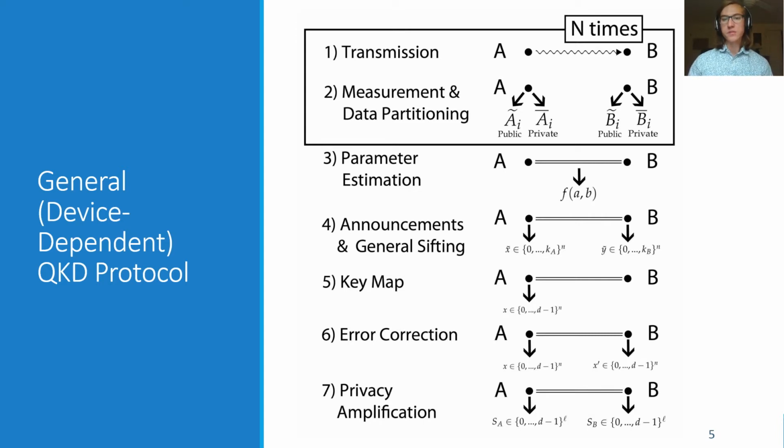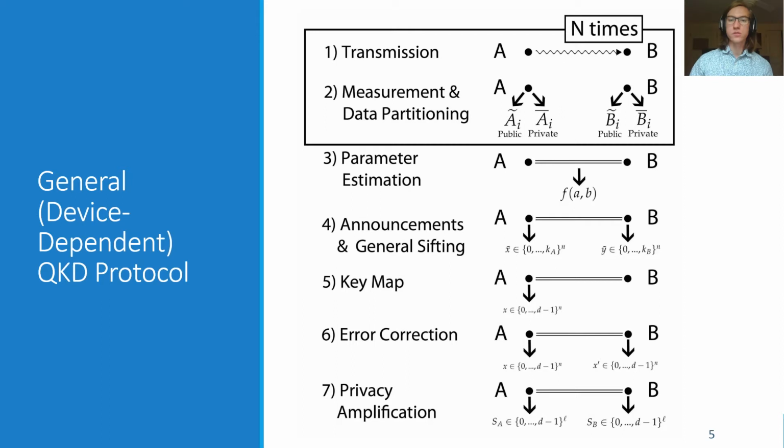In the parameter estimation step, they check how correlated their signals are by announcing the outcomes for some subset of the measurements and constructing a joint frequency distribution. If they appear to be sufficiently correlated, they continue, otherwise they abort the protocol. They then make announcements and perform general sifting to remove any data that they expect a priori to be poorly correlated. Then Alice performs a key map to construct the raw key.